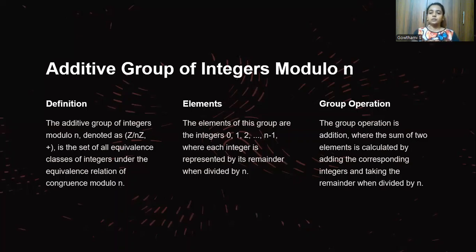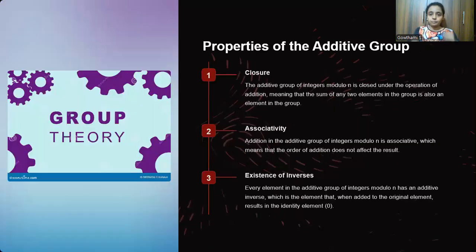Group operation. The group operation is addition, where the sum of two elements is calculated by adding the corresponding integers and taking the remainder when divided by n. This group operation will be represented in the form of a table, where we'll be adding the column number with the row number, and then if it exceeds the given number, we will be dividing it with the given total number to get the modulo of the number. Properties of the additive group.